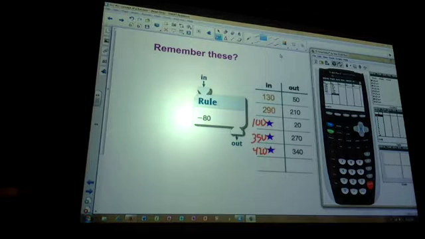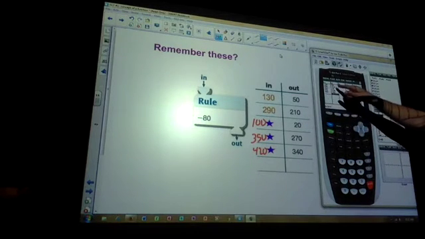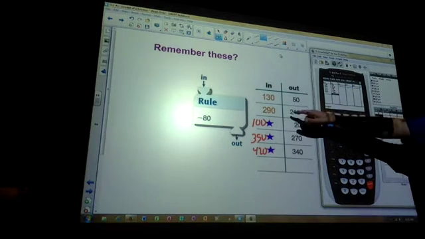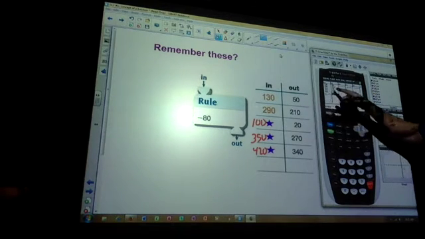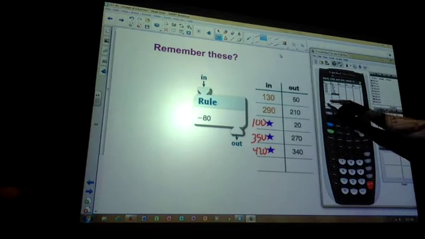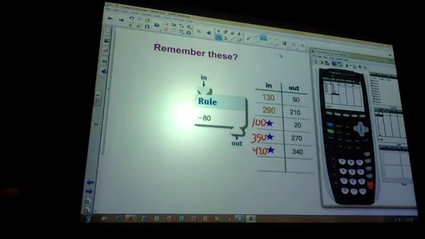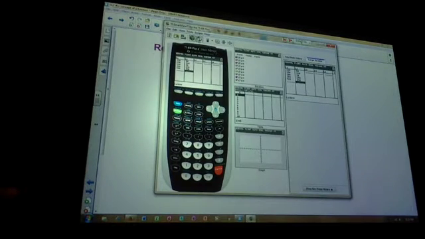So 130, 50; 290, 210; 100, 20; 350, 270; 420, 340. I know it's a little small, but we're going to see what's going to happen in a sec. Still with me? Okay. Let's change the view a little bit.